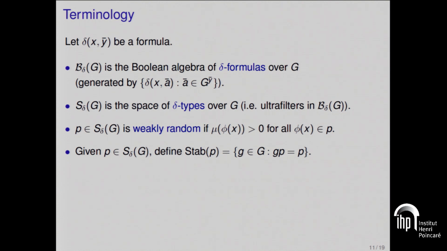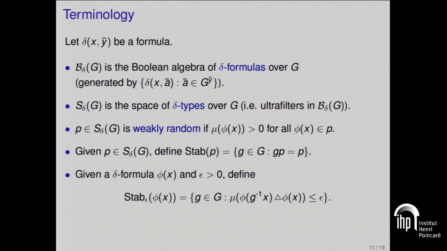If I multiply all the sets on the left by G, I get the same type back, or all the formulas, if you like. I'm going to work with a final notion of stabilizer, which is that if I have a delta formula phi, epsilon greater than 0, the epsilon stabilizer of the formula is the set of group elements that don't move the formula very much, in the sense that the measure of the symmetric difference of multiplying the formula on the left by G and the original formula itself is small. So I multiply by G, and it doesn't move the set that's defined very much.